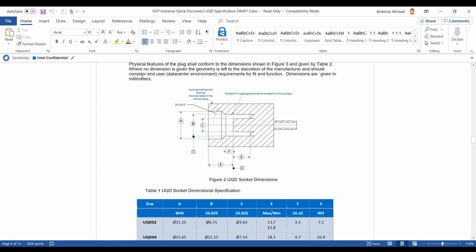And all dimensions are given in millimeters. That's called out in the paragraph above, right? Yep. Yeah.